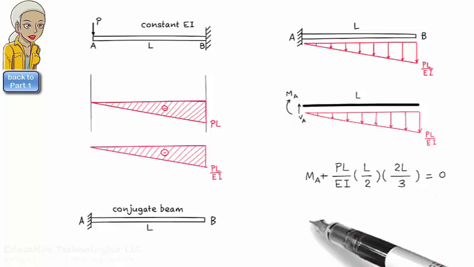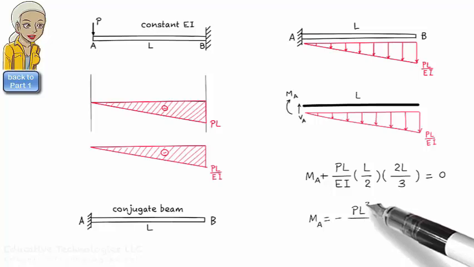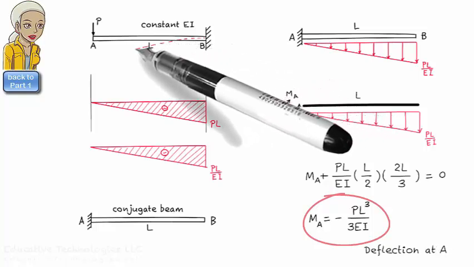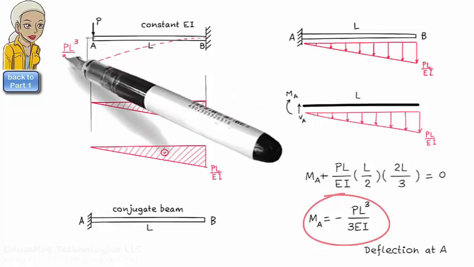Bending moment at A is negative P L cubed over 3 EI. So deflection at A is negative P L cubed over 3 EI. The negative sign indicates a downward deflection.